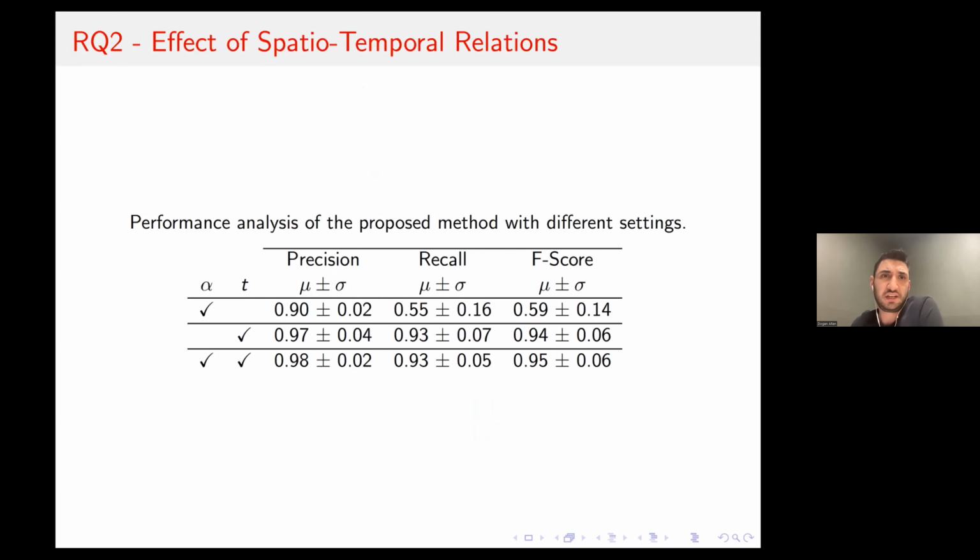So let's check the effect of spatial-temporal relations on these results. Alpha represents the attention mechanism, whether it's used or not, and T is for temporality. Here we show the results in terms of precision, recall, and F-score. Again, as you can see, if we exclude temporality, if we don't process the sequence temporally, the result is approximately 60% F-score. But when we incorporate, for example, attention and temporality, we have a 95% F-score on our data set.